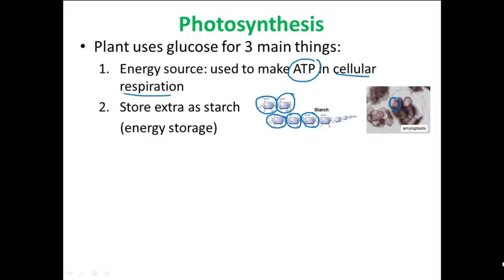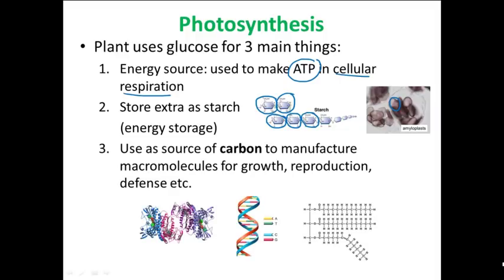Okay, so plants can use the glucose to make ATP. If they have any extra, they can store it as starch. And then the other important thing that they do with the glucose is to actually use it as a source of carbon, okay? To manufacture macromolecules for growth, reproduction, defense, etc. All of the molecules that it needs. We're going to come back and touch on this later in this lecture after we talk about the process of photosynthesis. So this is a really important thing here. Actually, they're all important, of course.